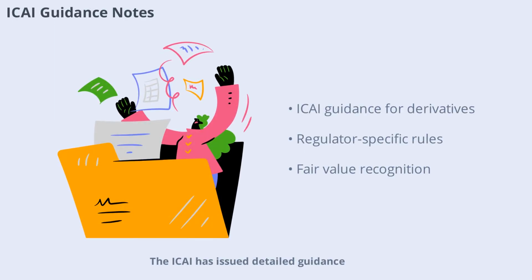ICAI has issued detailed guidance notes on accounting for derivatives contracts, most recently revised in 2021. These notes specify that entities such as banks, non-banking finance companies, housing finance companies, and insurance entities must follow the accounting treatments prescribed by their respective regulators. If no specific guidance exists, the ICAI recommendations should be followed. The guidance ensures that all derivative contracts are recognized on the balance sheet and measured at fair value, reflecting the true economic impact of these financial instruments.